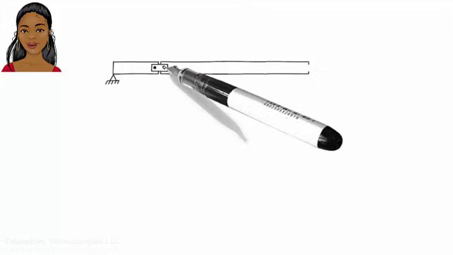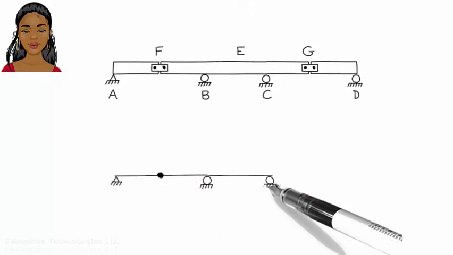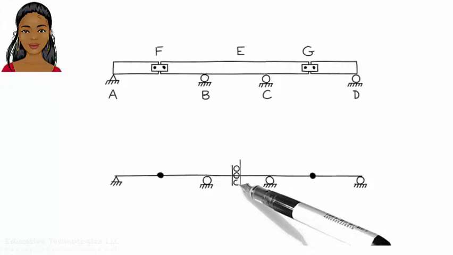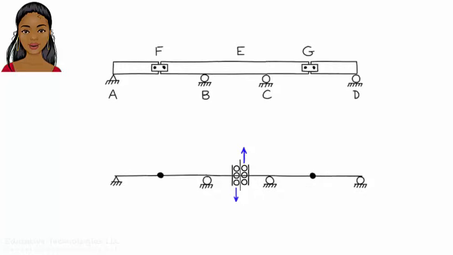Let's look at an example involving two hinges. What does the influence line for shear at E look like? Start by placing a pair of vertical rollers at E and subject the point to a positive shear. Now draw the deformed shape that results. Here, the beam is divided into four bars, AF, FE, EG, and GD.